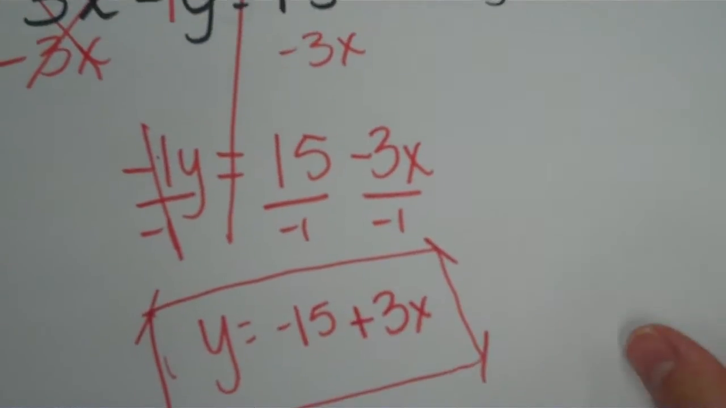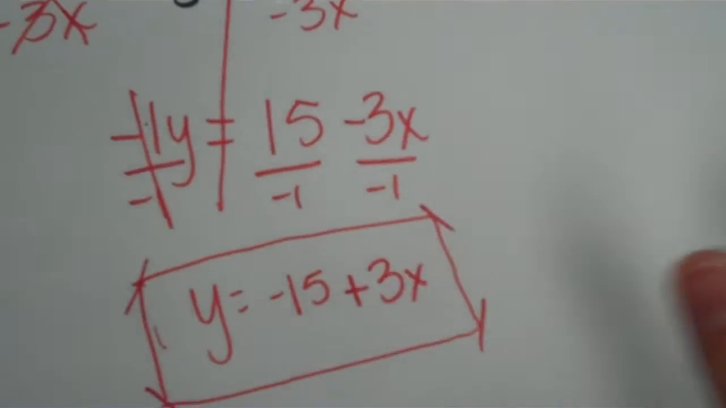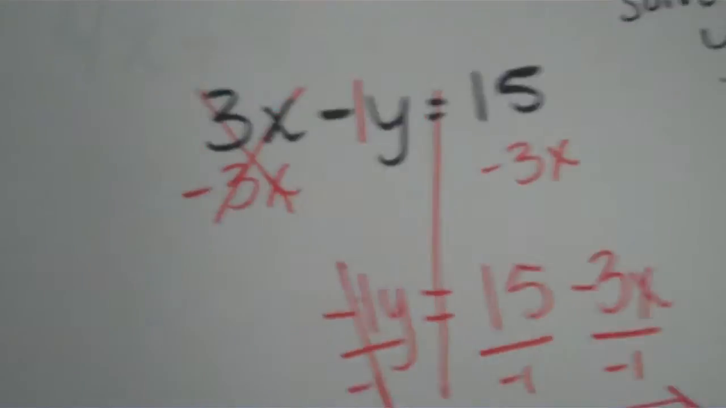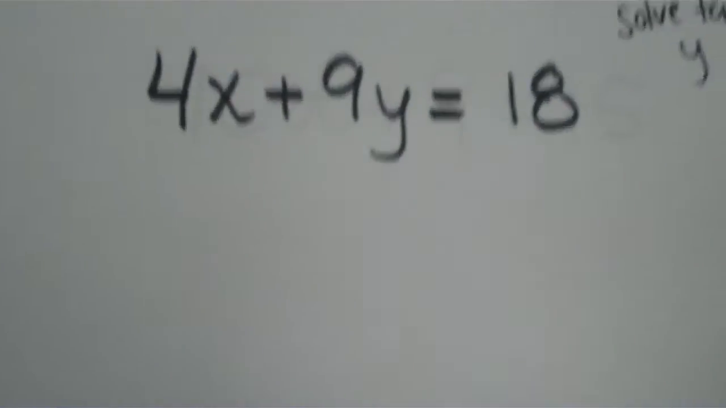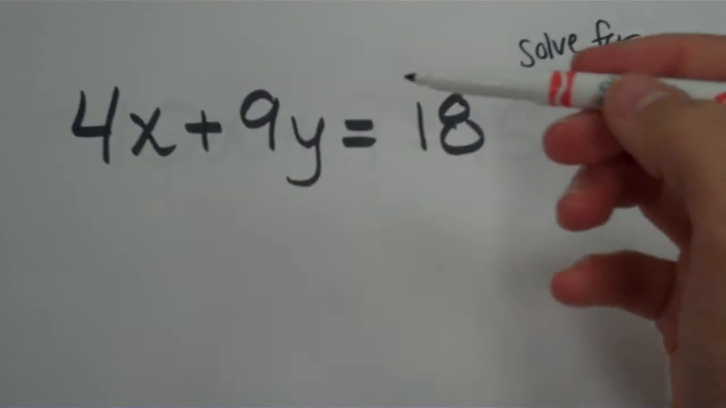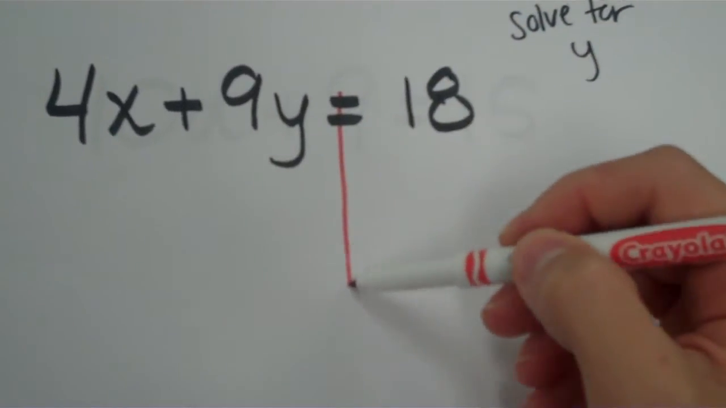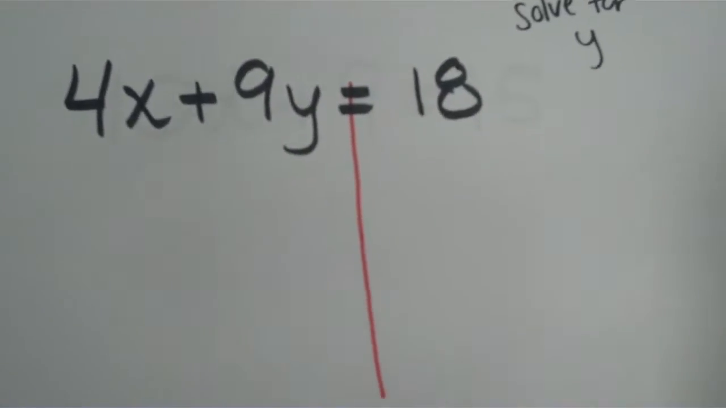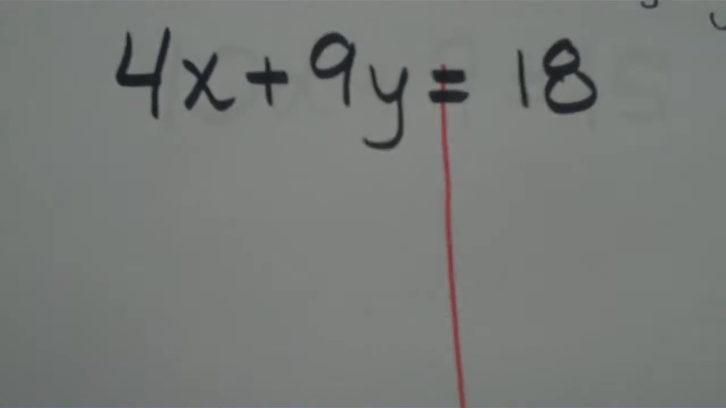Alright, so that's what we did last class. If you got 3x minus 15, that also would have been correct. Now this class, we're going to add a couple different things to it, so let's make sure that we understand. Go ahead and pause, write down the problem. And make sure you're writing that we solve for y here. So here we go.